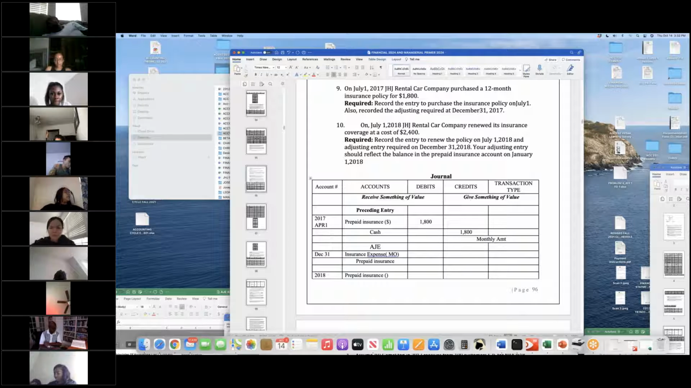We're simply going to take the 1,800 and divide that by 12, and that'll be 150. So the first thing you want to do when you see a problem like this is get the monthly amount. So from July 1 to December 31st is 6 months. So 6 months have expired. And so the amount that's expired is 900.